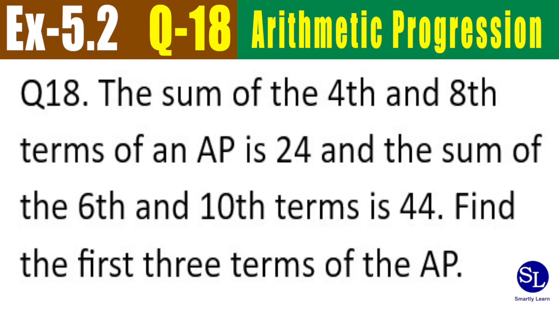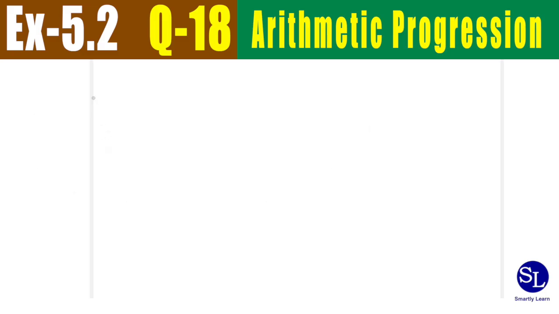So now let us note the given data in this notation. They said that the sum of the fourth and the eighth term, so I'm writing it as A4 plus A8 is equal to 24. And they said the sum of the sixth and the 10th term, so A6 plus A10 is equal to 44. Now let's expand this notation.